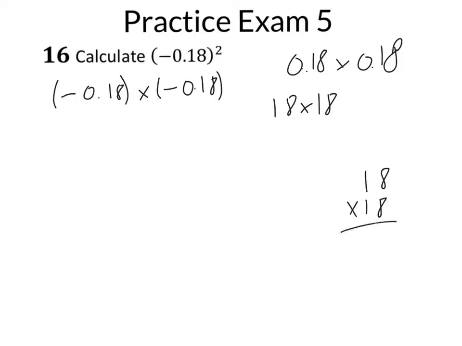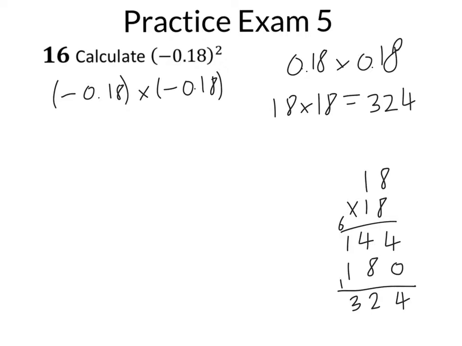Let's do it down here. 8 8s are 64. 8 1s are 8 plus the 6 is 14. And then we have to multiply by 10, so put down the 0. 1 times 8 is 8, and 1 times 1 is 1. Add them together. 4 plus 0 is 4. 4 plus 8 is 12, carry the 1, and we get 324. So 18 times 18 is 324.